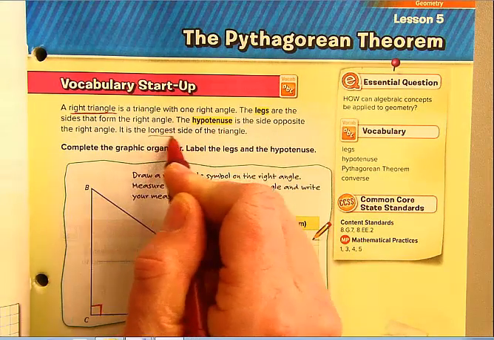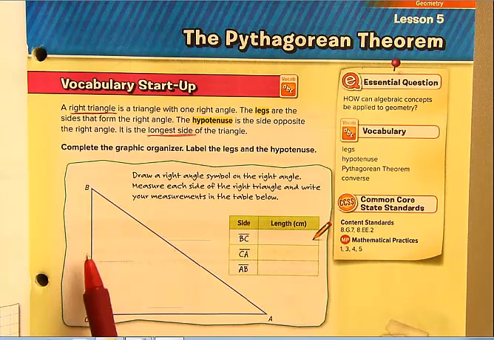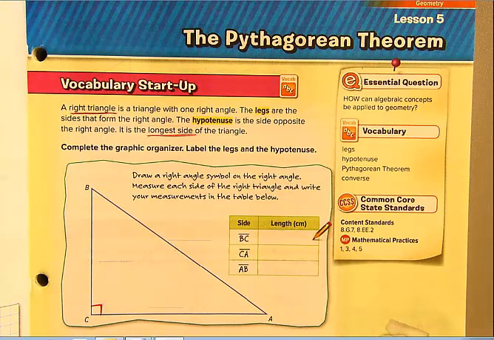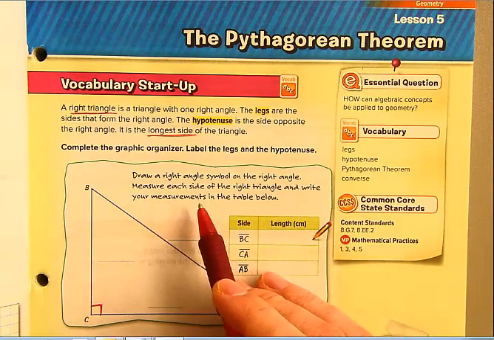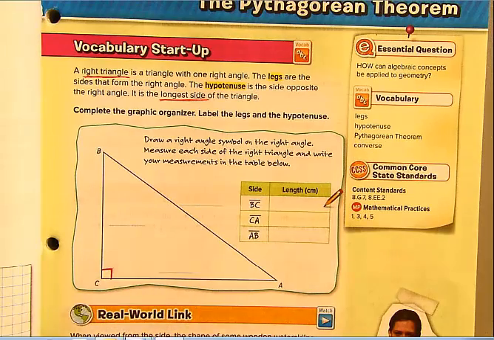Interesting fact here: the hypotenuse will always be the longest side. No matter what this side is and what this side is, if it's a right triangle, this side will always, in every situation, be the longest. It says draw a right angle symbol in the right triangle, which we did right here already. Then it wants us to measure the sides in centimeters.